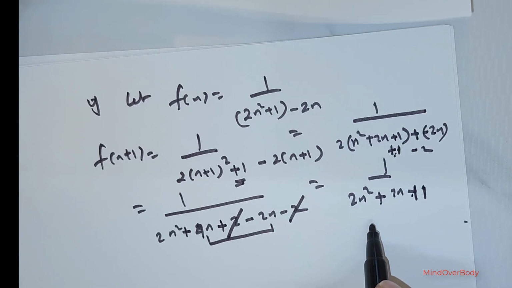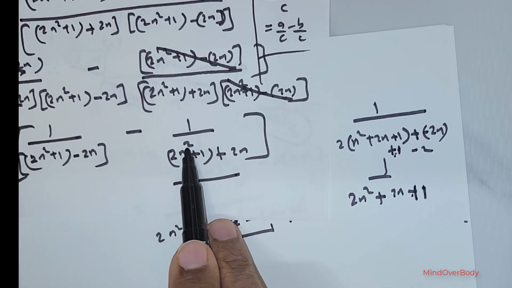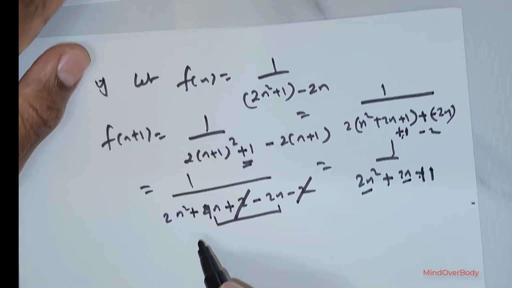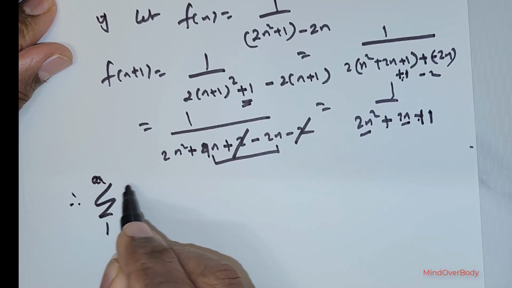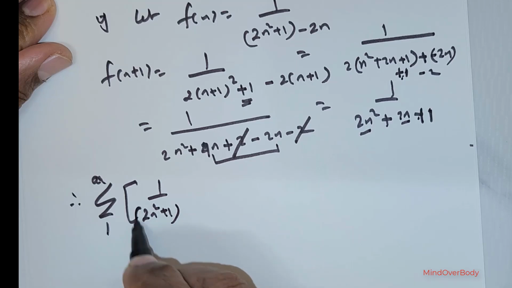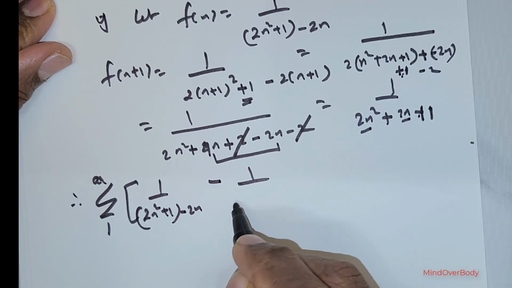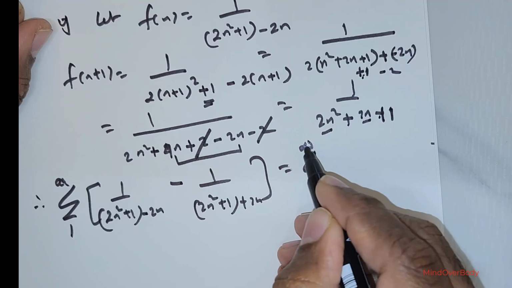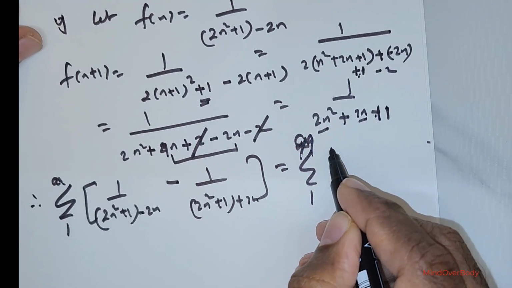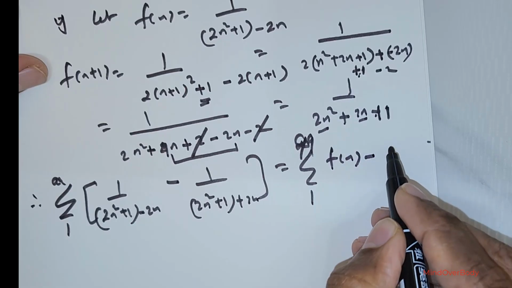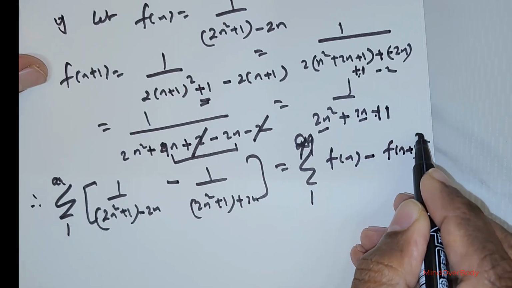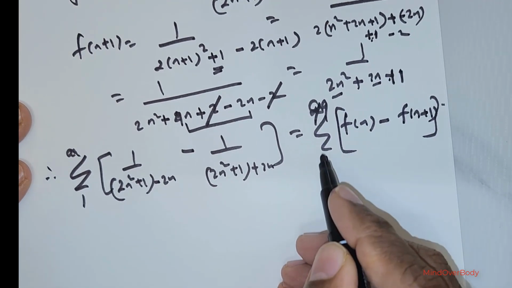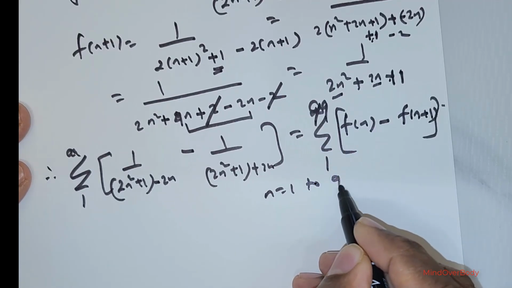Now what is this? This is exactly what we have here, right? 2n squared, 2n, positive 1. So therefore, the sigma from 1 to 99 of 1 over (2n squared positive 2n positive 1) negative 1 over (2n squared positive 1 negative 2n) is rewritten as the sigma from 1 to 99 of f of n negative f of n positive 1. So this is what we have got. I'm running the value of n from 1 to 99.